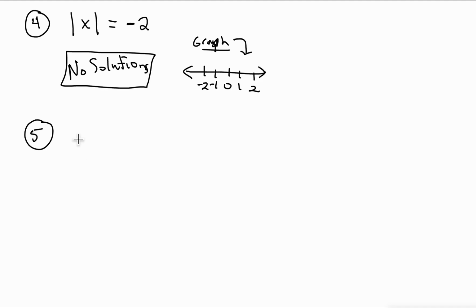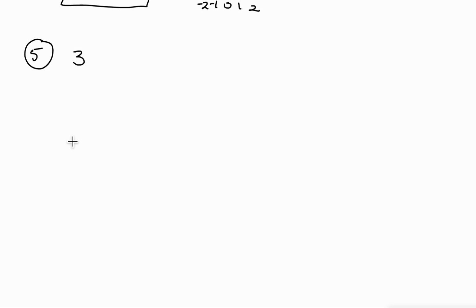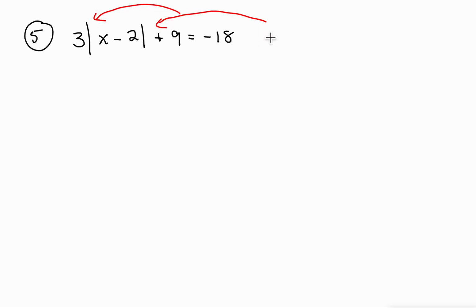Example 5. Now, when we get more complicated, I'm going to have to scroll down here. So when we scroll down, we can see 3 times the absolute value of x minus 2, close absolute value, plus 9 equals negative 18. First off, we want to point out that these are absolute values. They are not parentheses. So let's write that down so that we are not confused.